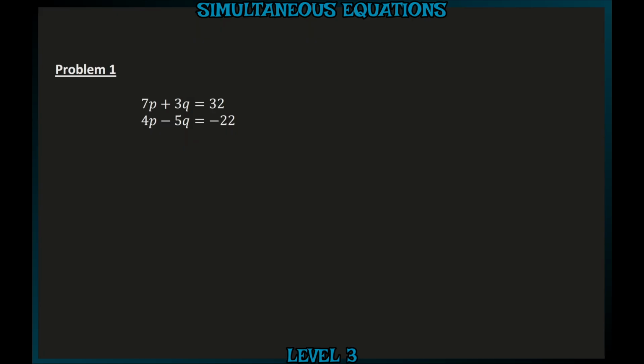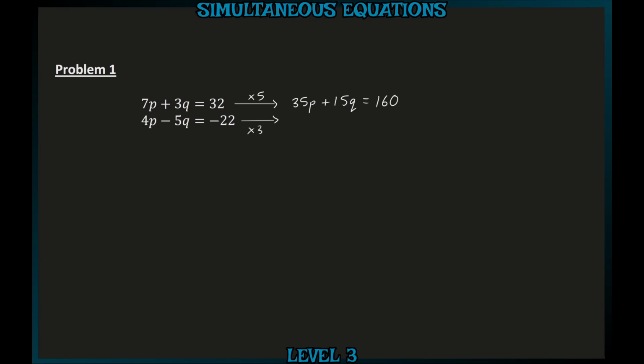For this question I'm going to go with the second option, which is to multiply the first equation by 5 and multiply the second equation by 3 to eliminate the q's. Now looking at the first equation, if we multiply it by 5 we have 7p times 5, which is 35p, plus 3q times 5, which is plus 15q, is equal to 32 times 5, which is 160.